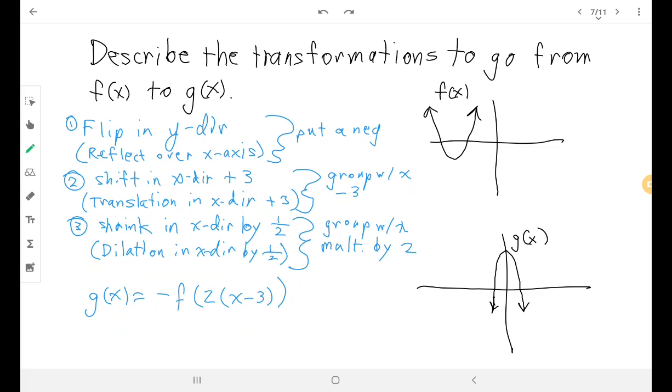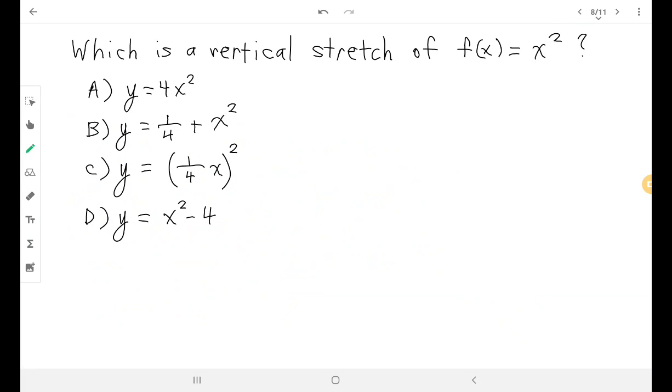All right, let's look at our next problem, which is a vertical stretch of f of x equals x squared. So vertical, meaning the y direction. So in the y direction, we're not going to be grouped with x, and we're going to be doing exactly as we see. So let's talk about what each of these does.